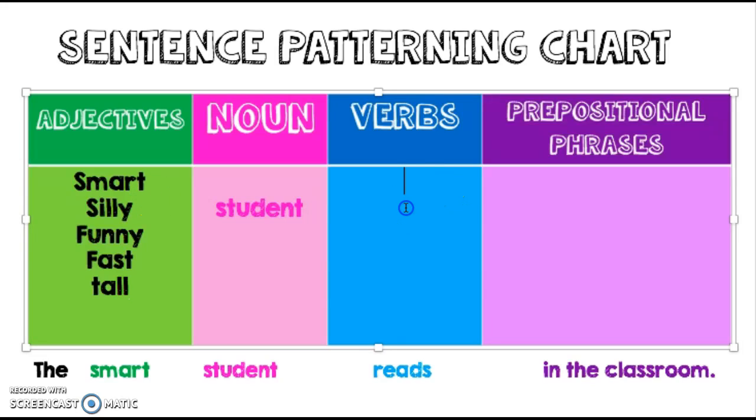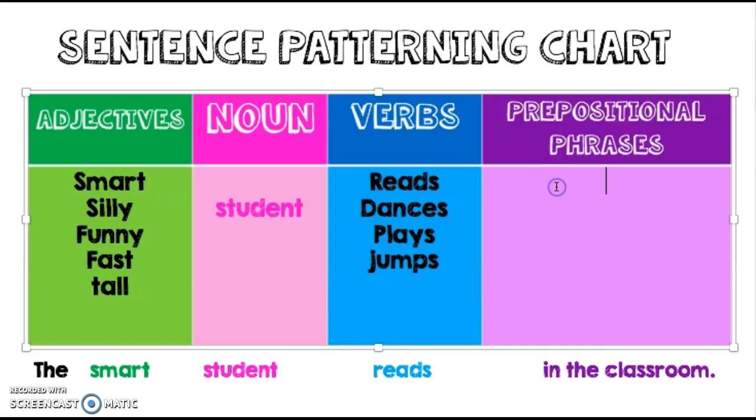Following adjectives, you'll go over to the verbs column, review again what a verb is, and then have students think about what students do. It could be serious, like reading and writing, or it could be something silly. So let's put in the student reads, the student dances, the student plays, or the student jumps. Okay.